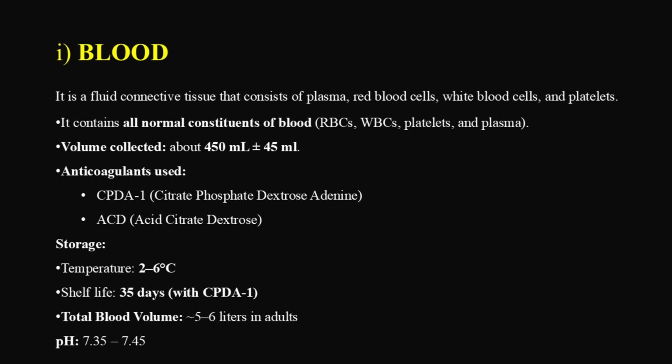For storage, the temperature is 2 to 6 degrees Celsius. Shelf life is 35 days with CPDA1. Total blood volume is approximately 5 to 6 liters in adults. The pH range is 7.